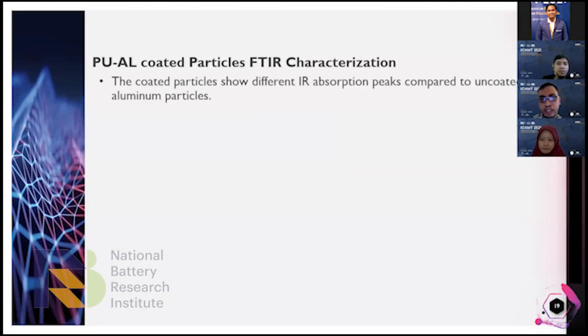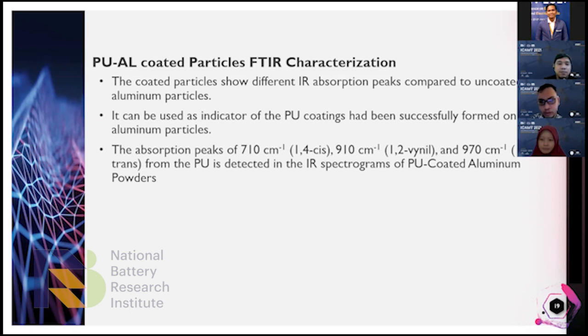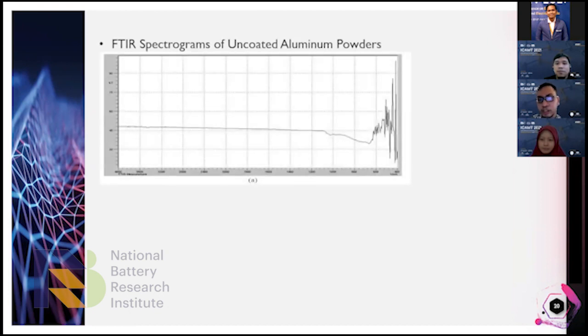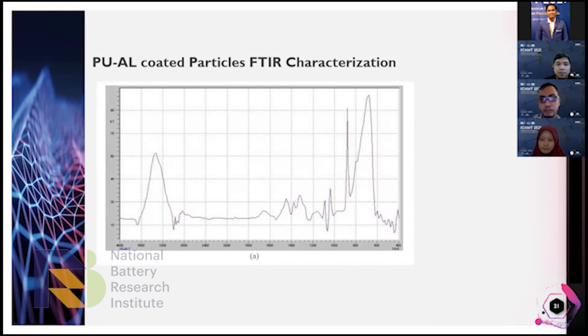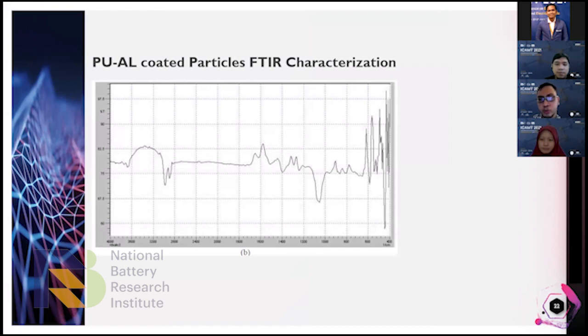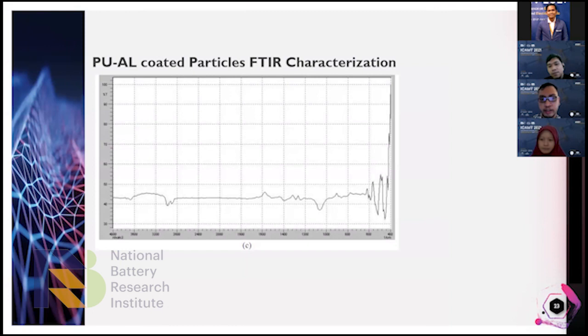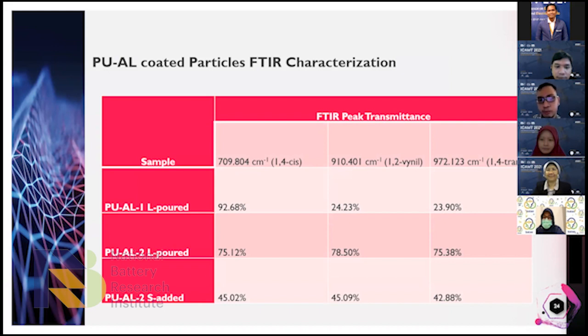Okay, and this is the FTIR characterization. It shows different peaks compared to the uncoated ones, and that can be used as an indicator. This is the uncoated particles' FTIR spectra, and there are so many differences compared to the uncoated ones. This is the PU AL1 coated version, this is the PU AL2 liquid pour, and this is the PU AL2 solid added. Here is the comparison of the peak transmittances. The peaks are all detected, so it can be used as an indicator that the PU layer is successfully formed to cover the aluminum particles.